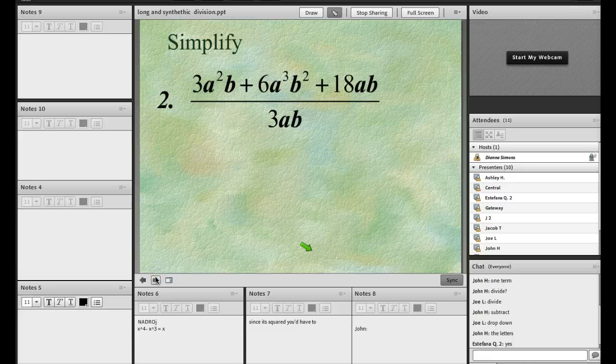So simplify, it's the same thing. I want you guys to look at this.